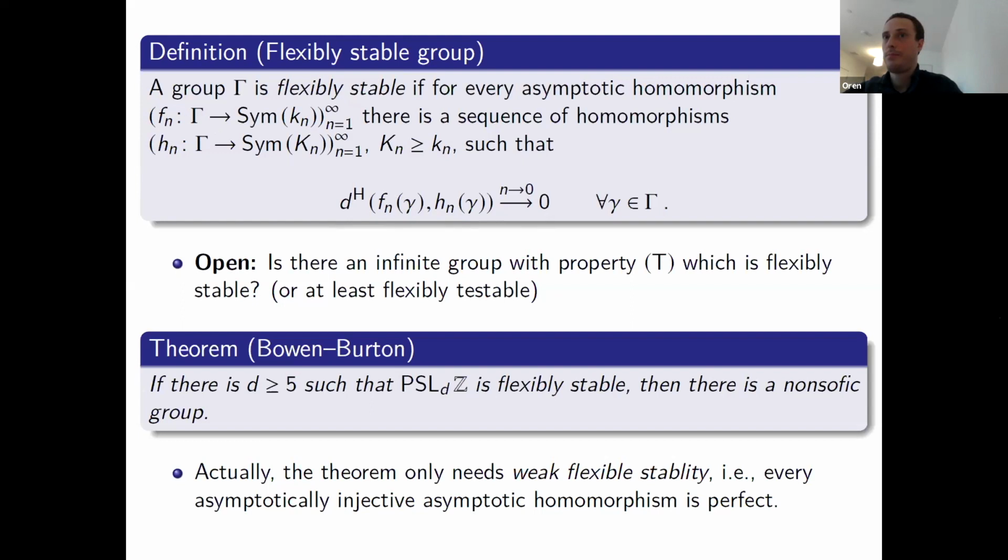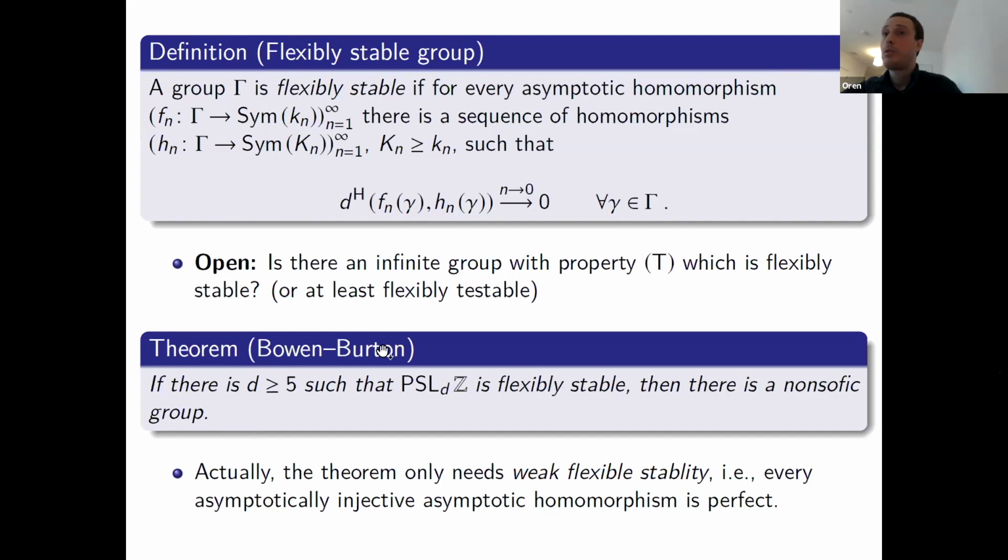So now this is still open, as far as I know, if there is any infinite group with property T which is flexibly stable. And the proof that I've shown you doesn't say anything about that, because by construction, I just took big K to be little k plus one and removed the point. So certainly if I am allowed to add the point back, then the proof that I showed you does not show instability. And I think that this definition of flexible stability is very interesting, maybe even more interesting. And this is why I want to discuss it a little more, what's known about it, what isn't.